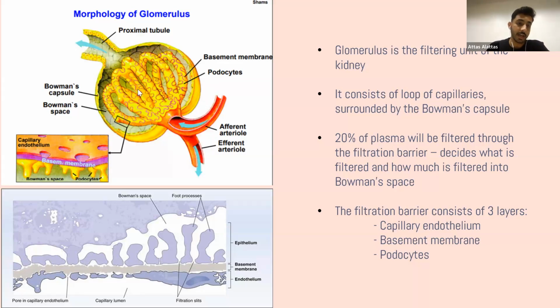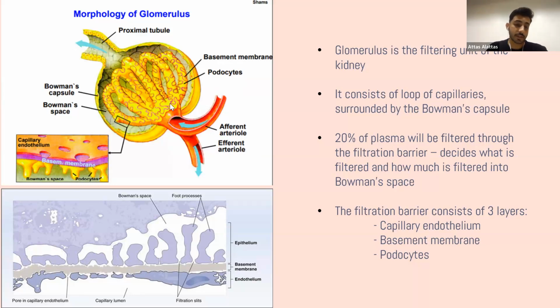So how does the glomerulus receive the blood? It receives it from the renal artery. So the renal artery pumps the blood to the glomerulus by the afferent arteriole. So the renal artery becomes the afferent arteriole, becomes the glomerular capillaries, and then from there it becomes the efferent arteriole, and from there it becomes the peritubular capillaries.